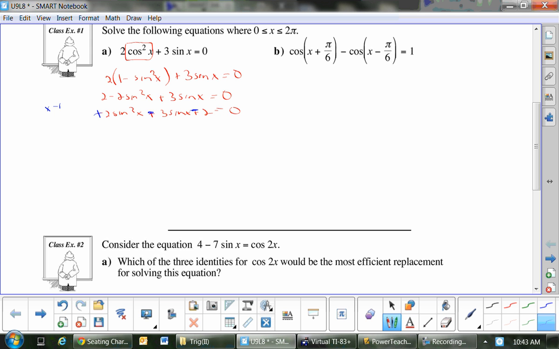So basically, after this step right here, we are doing review. We have done these before.